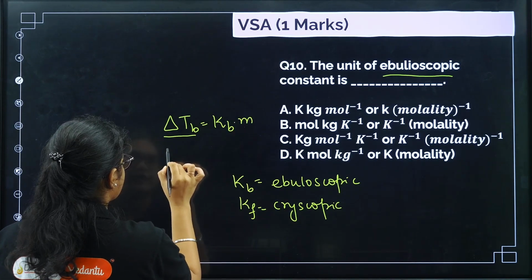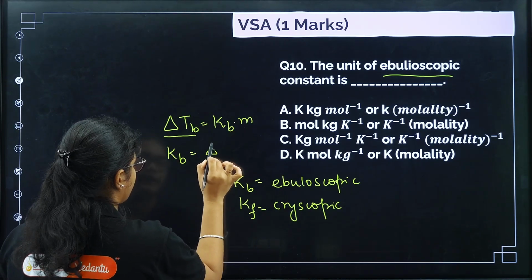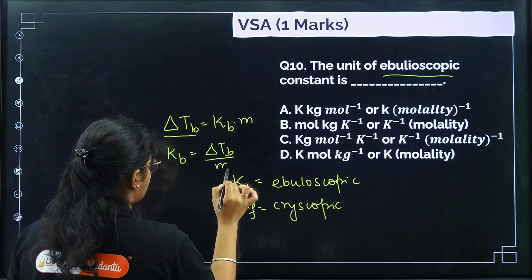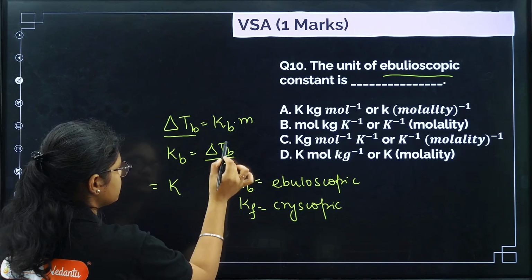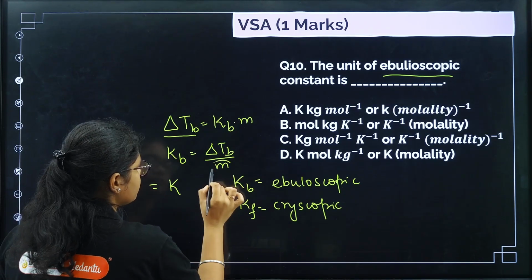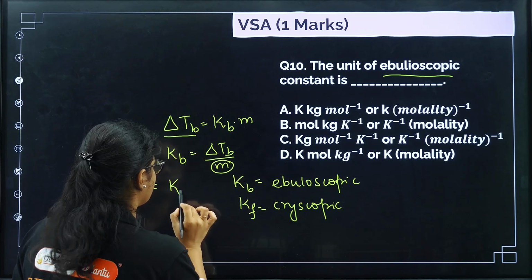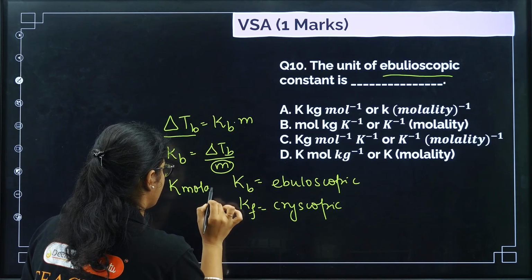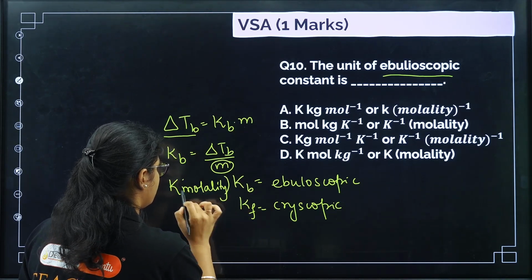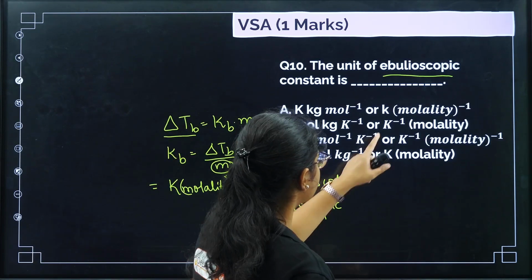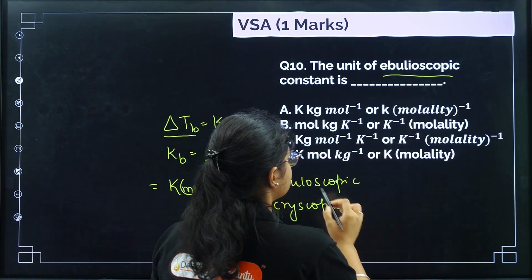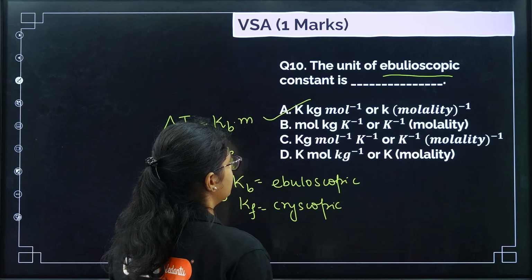So what is the Kb formula then? Delta Tb by m, right? So the unit will be Kelvin, and molality, so it will be molality inverse. So we have Kelvin, molality inverse. So the correct answer here is option number A.